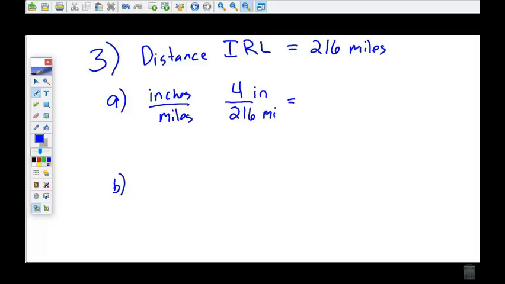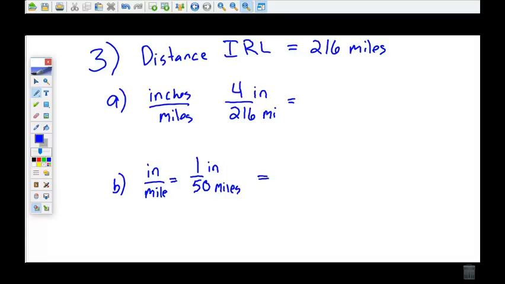Now, sometimes you're also going to get a question like letter B, which is if you have a scale on the map, that is inches to miles, equal to a specific scale, in this case that they give you 1 to 50. How many inches on the map would you actually be traveling? And similar to what we did in number 1, we're going to use this scale with the knowledge that's been given to us, the real life distance being 216 miles.